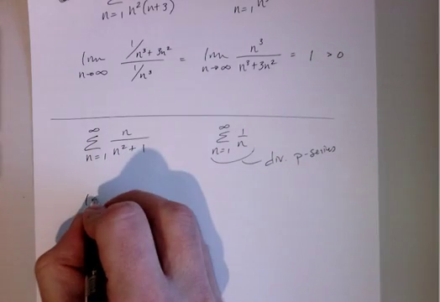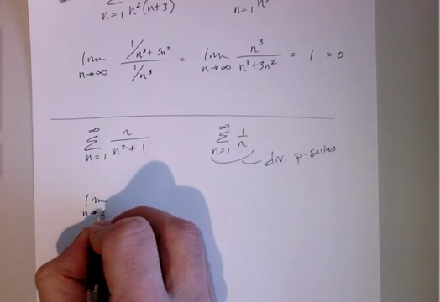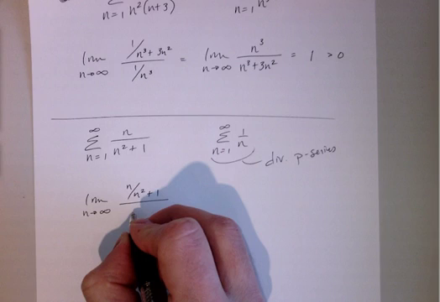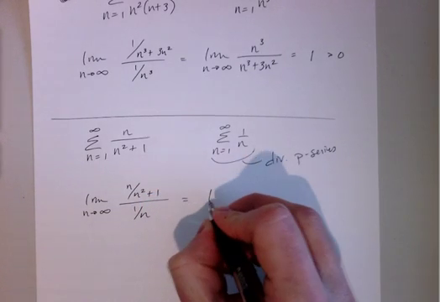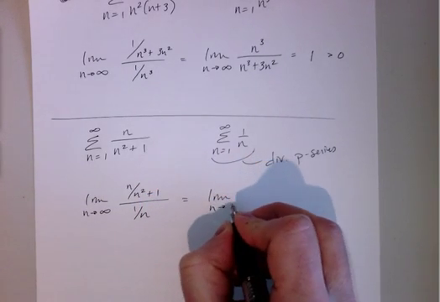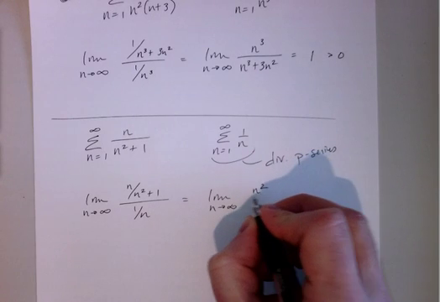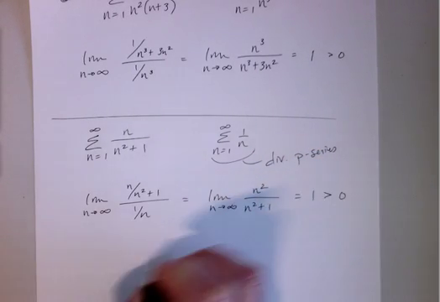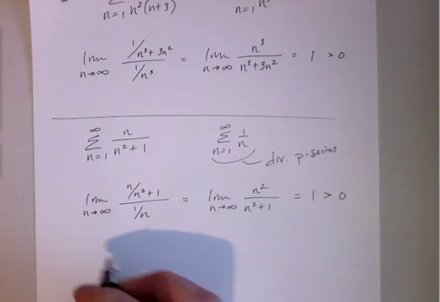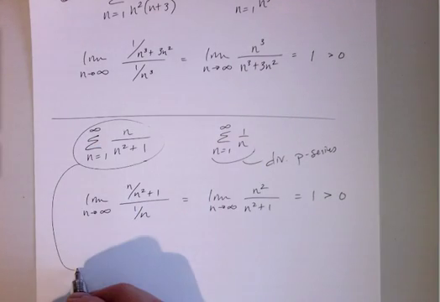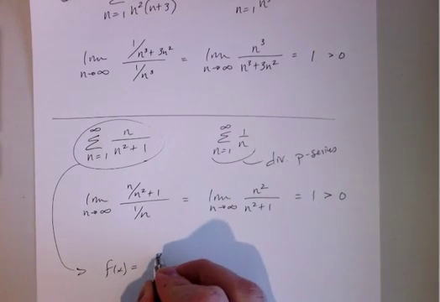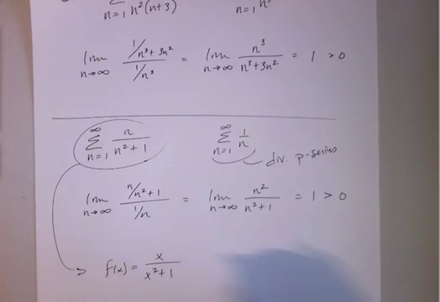Okay, so let's do the limit as n approaches infinity of n over n squared plus 1 over 1 over n. When I resolve the complex fraction, I get n squared over n squared plus 1. That is indeed 1. They are both divergent. Now, notice that I could have also done this one by the integral test, because that is related to that.